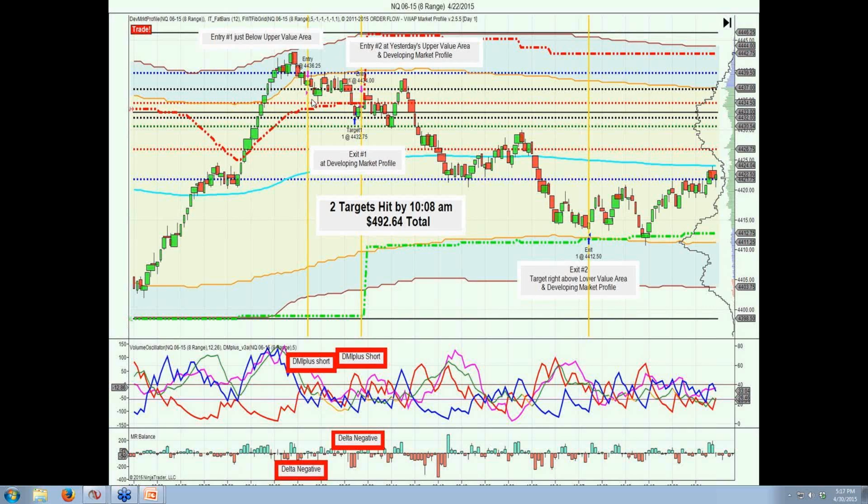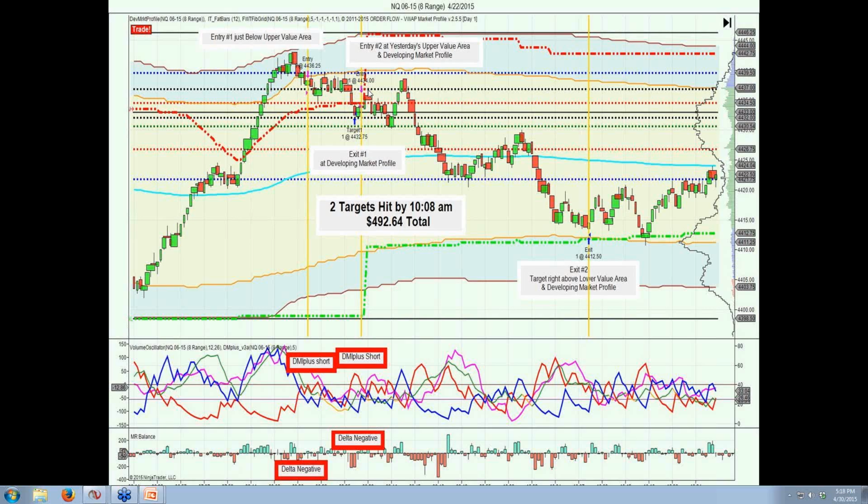And here I made an entry just below the upper value area, going into fair value. And I was looking for it to go to the developing market profile, which is the red line right there. Right here, Trisha's pointing to. And I've been trying to do 1 or 2 trades a day and not get so crazy anymore. So once I got out of that one, I re-entered right at the upper value area in developing market profile line.